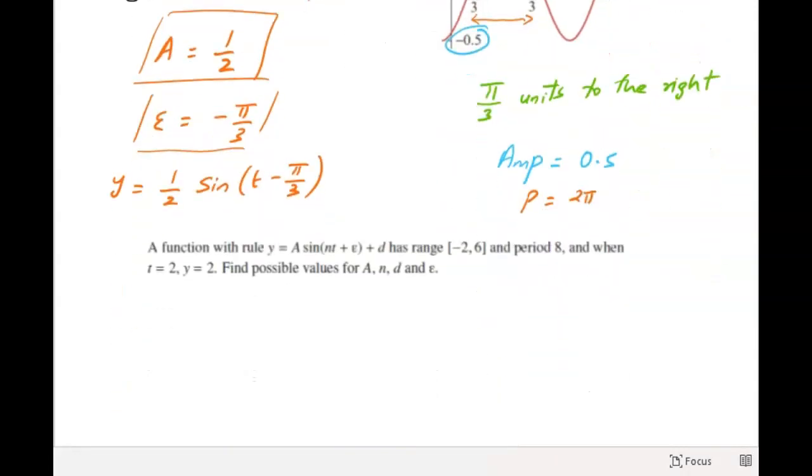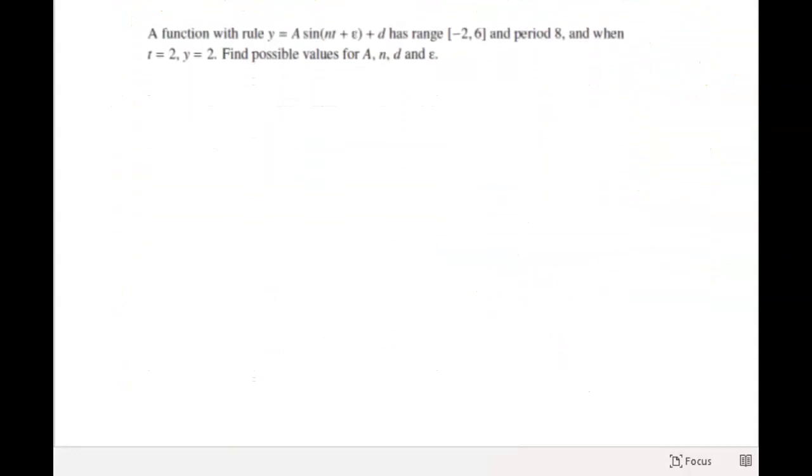Now let's jump into the second example. To start with, we don't actually have a graph, so that's the challenge in this question. They're saying a function has a rule y equals a sine(nt plus e). Again, in this case we've got 3 missing things: a, n, and e. a again is our amplitude. Because t has a coefficient of n, the period might not necessarily be 2 pi, so we might have a value for n. It could end up being 1.